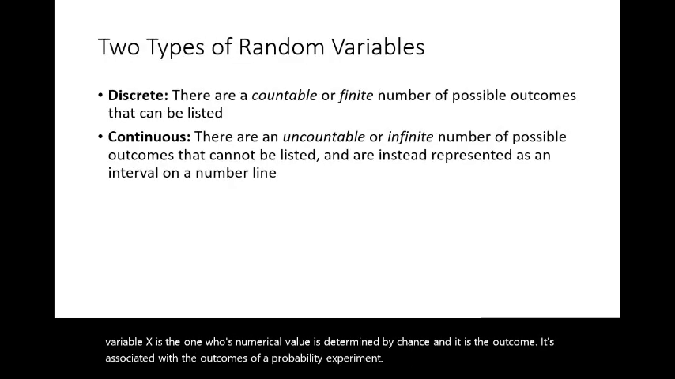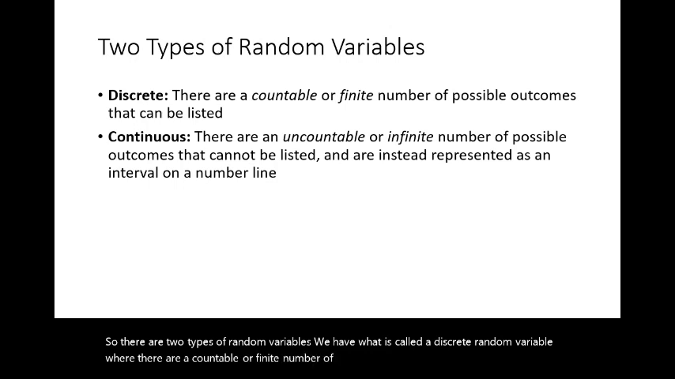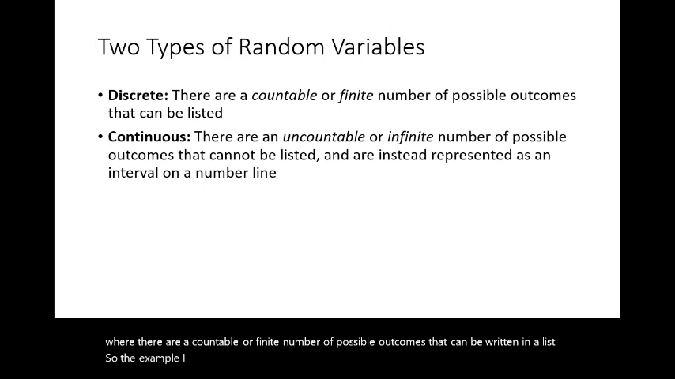So there are two types of random variables. We have what is called a discrete random variable, where there are a countable or finite number of possible outcomes that can be written in a list. So the example I gave of the six-sided die is an example of a discrete random variable because there are a countable or finite number of possible outcomes. There were only 6 outcomes and we could list them all, 1 through 6, so that is a discrete random variable.